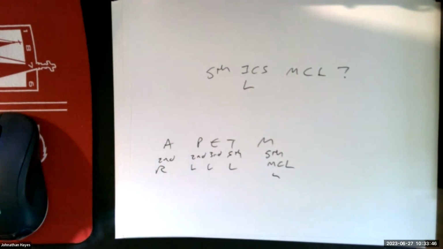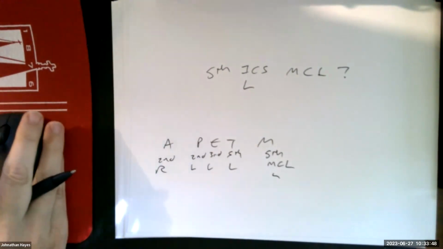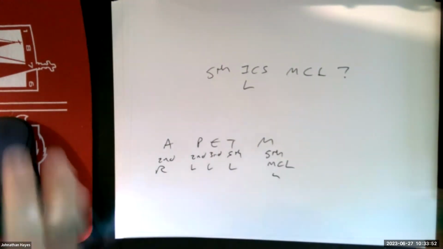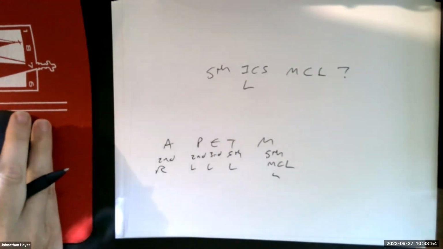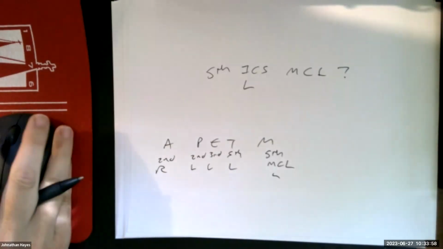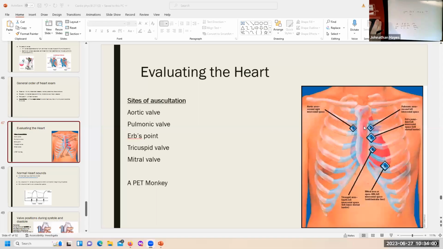Okay, so a pet monkey helps you memorize the order that we're going in, and it's literally just kind of dropping a line down the chest. Start on the right side with one of them, and then everything else is on the left side. So it's not hard to remember. But that's what that picture's showing you.